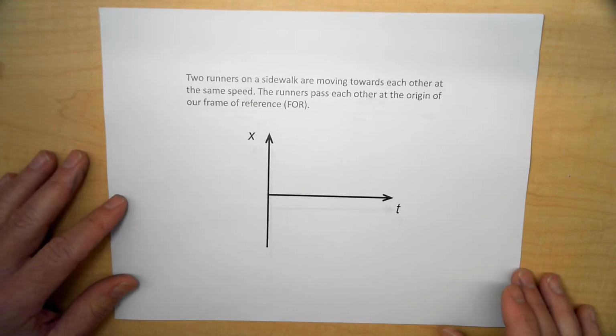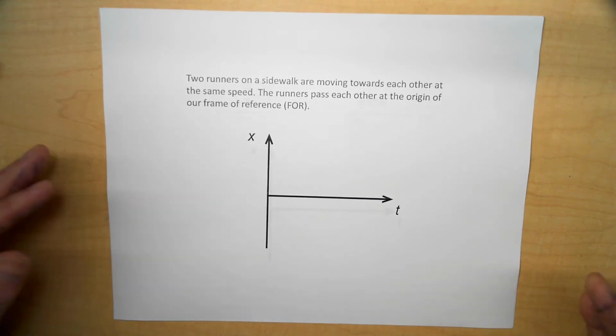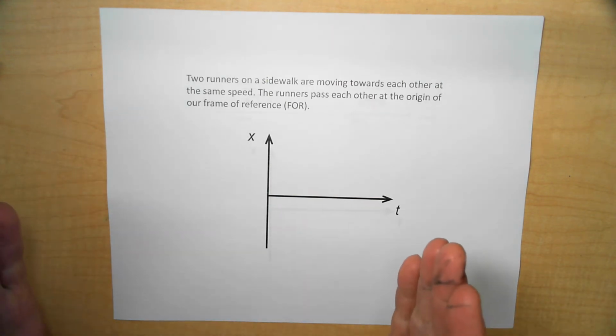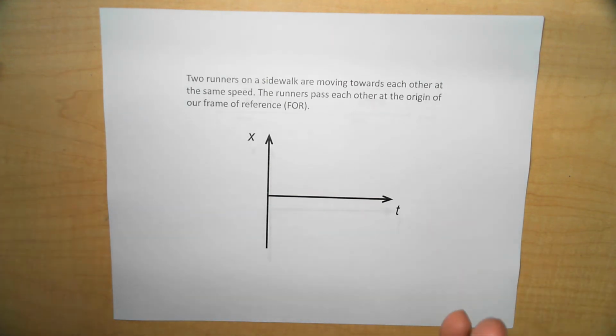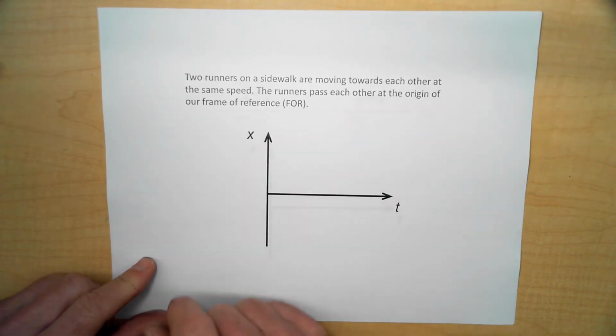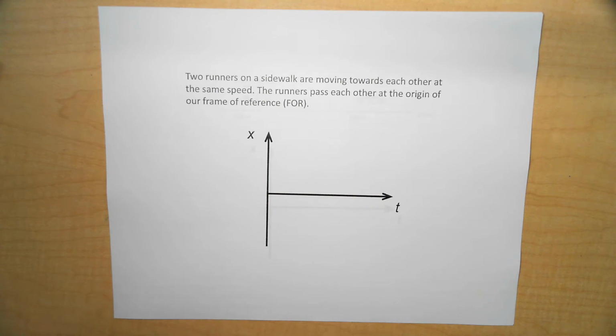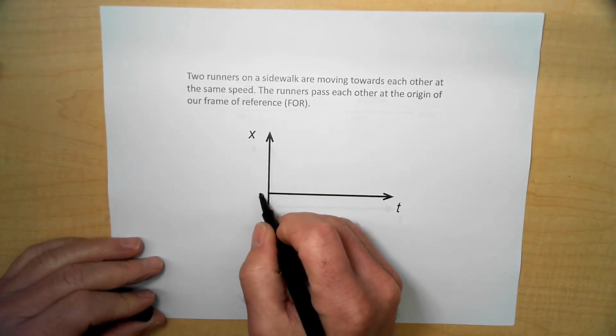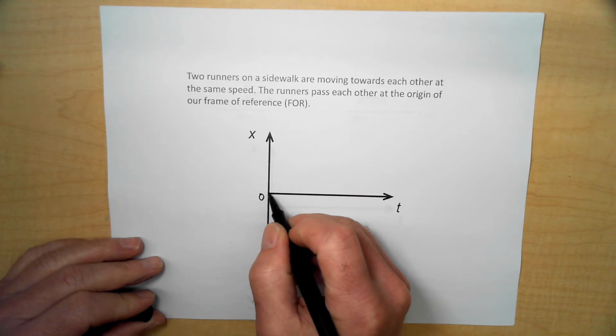Two runners on a sidewalk are moving towards each other at the same speed. So towards each other, same speed. So opposites, one's plus, one's minus, but the same magnitude steepness. The runners pass each other at the origin of our frame of reference. Okay, a lot of you are going to want to say, well, they pass right here because this is the origin of my graph, but that's not how it works.